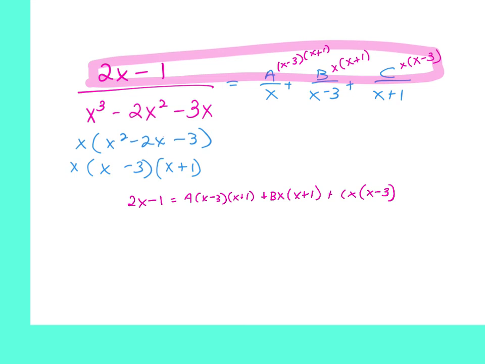Then one at a time, I'm going to cancel them out. And remember, it's much easier to figure this out from your factored denominator. If that's equal to 0, that means I have to cancel out by plugging in a 0. Set this equal to 0, and I'd be plugging in 3. Set this equal to 0, and I'd be plugging in negative 1. So one at a time, I'm going to plug those in.